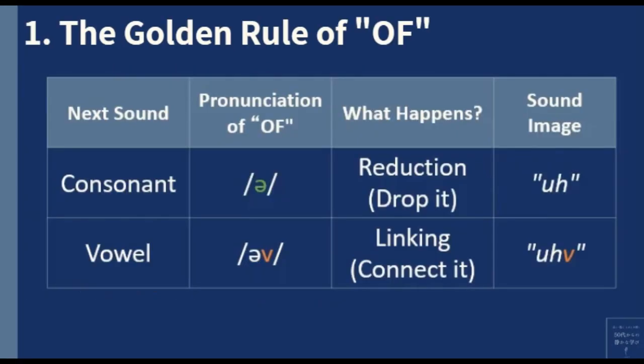The rule changes depending on whether the next sound is a consonant or a vowel. Let's break it down into two simple rules. Rule number one. When of is followed by a consonant, it reduces to a pure short sound, just a. Why? Biting your lip for the V sound between two consonants takes too much physical effort. Your mouth naturally simplifies it to save energy.